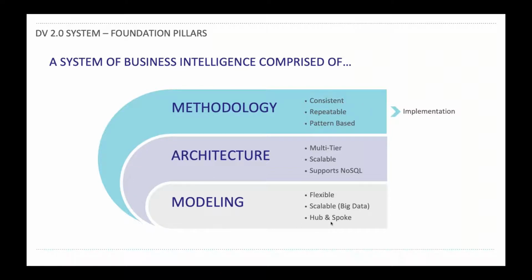Then we have the architecture. That's a multi-layer architecture, again, scalable. It can scale across multiple environments into the cloud, on-premise. It can integrate across different regions, different organizational units, and so on. And it also supports NoSQL environments. We can integrate, for example, document stores, JSON doc collections, Hadoop clusters. We can integrate in-memory stores, and so on.